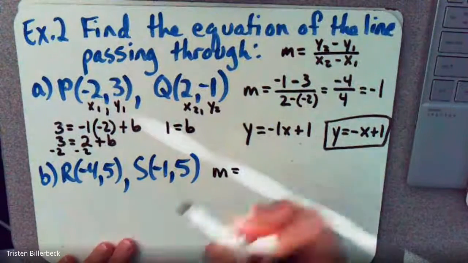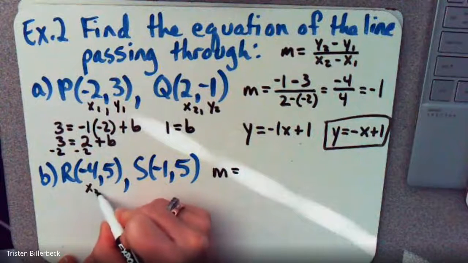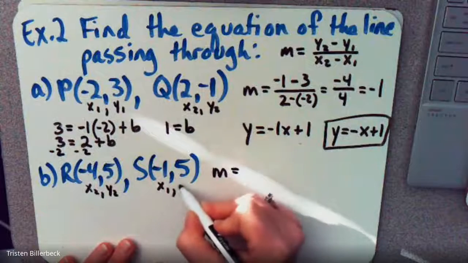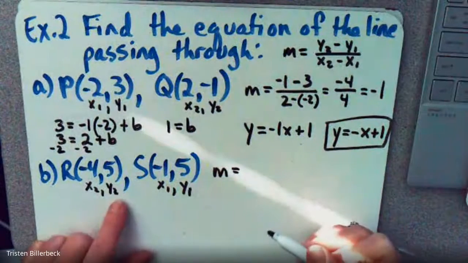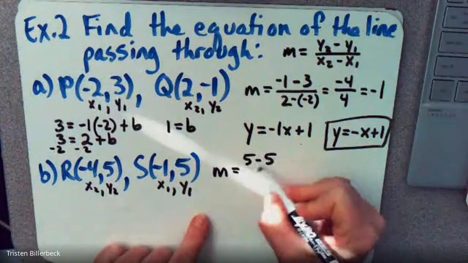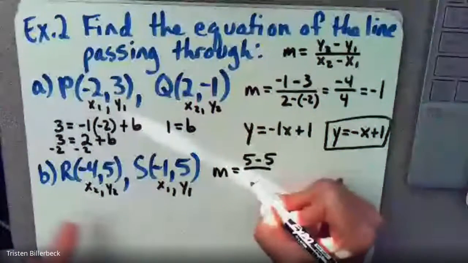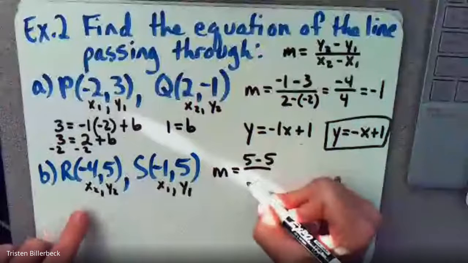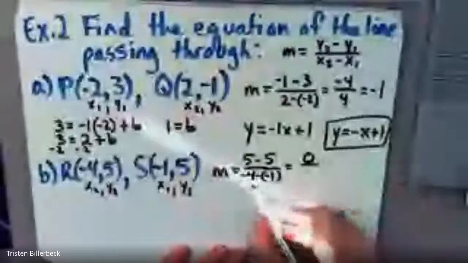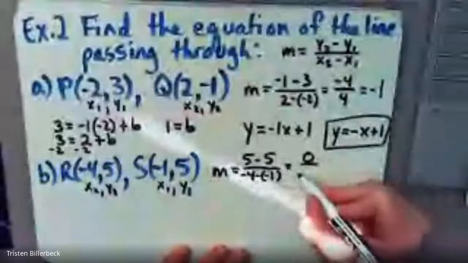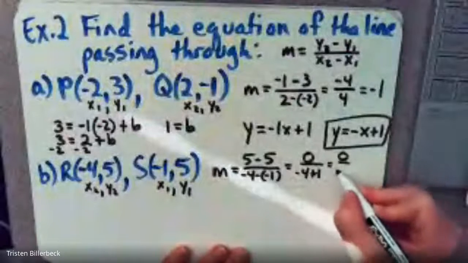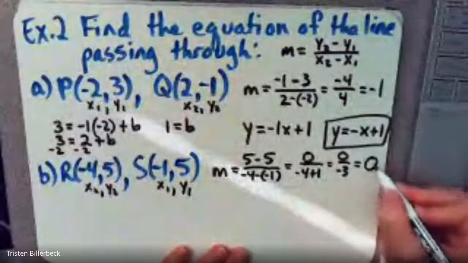So let's mix it up, and let's say this one was the second point, just to be all tricky and stuff. Okay, so y2 is 5 minus 5 over -4 minus a -1. Well, this gives us 0 over, and we have -4 plus 1, which is 0 over -3, but that's just 0.